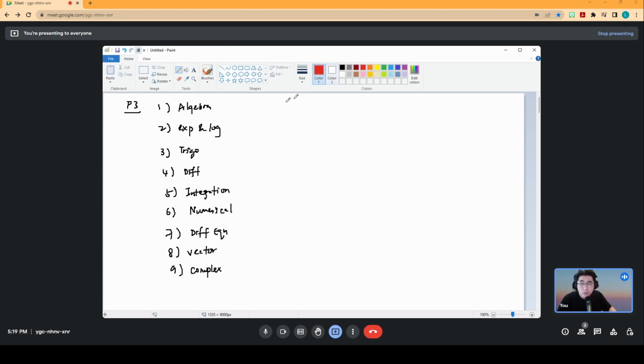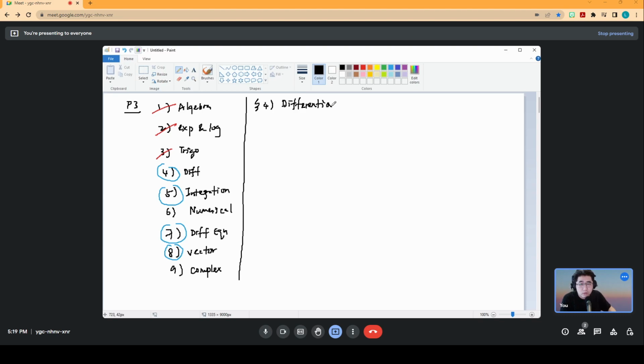So this is already done, this already done, this already done. Next we need to complete these chapters. I'll try my best to work out the syllabus. Next we go for differentiation, number 4. Chapter 4, differentiation.